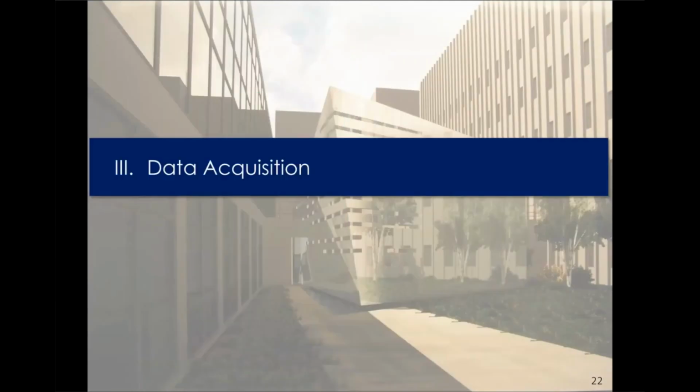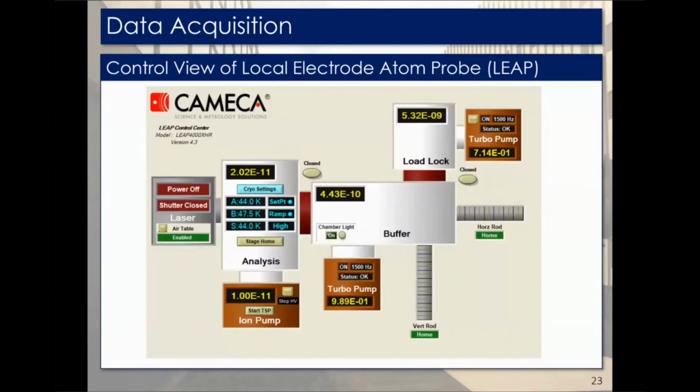Let's say we've been successful in fabricating our tips, and we'd now like to move on to the data acquisition stage. So we're going to introduce our samples into the LEAP, get them into the analysis chamber and start some of that field evaporation. So this is the control view of the local electrode atom probe. And I'm going to use this to give us an idea of what we're doing with our samples as we're loading them into the atom probe, because it gives a nice little schematic showing it.